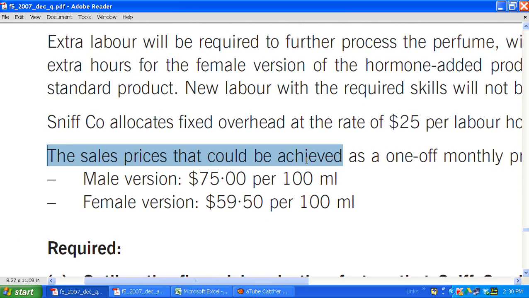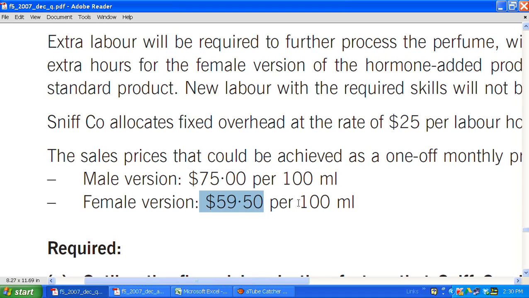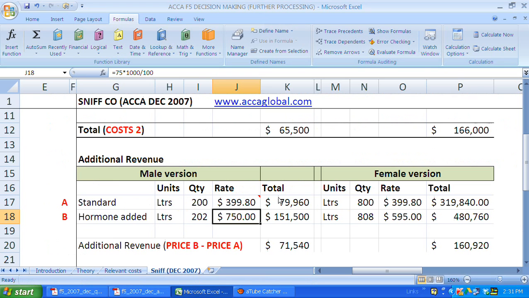So the sales prices for the enhanced versions are 75 per 100 mil. That means for 1,000 mil, which is 1 liter, this would be 750. And for the female, it is 59.5 per 100. That means for 1,000 mil, which is 1 liter, this is 595. So 750 for male, 595 for female. When you multiply this figure by this figure, you get 480 rather. And when you multiply this figure times this figure, you get that figure.